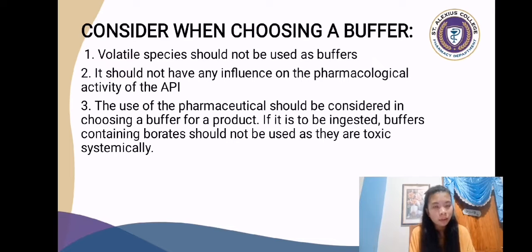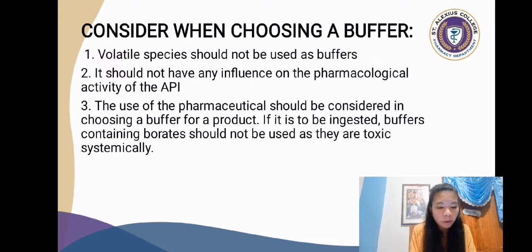So, it should not have any influence daw on the pharmacological activity of the API. API is the active pharmaceutical ingredient. So, yung buffer na ginagamit natin, dapat it doesn't have any influence on the pharmacological activity of the API, just like the acetaminophen contained in a pain reliever tablets. Like that kind of mga active pharmaceutical ingredients.